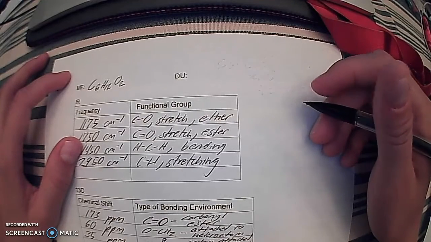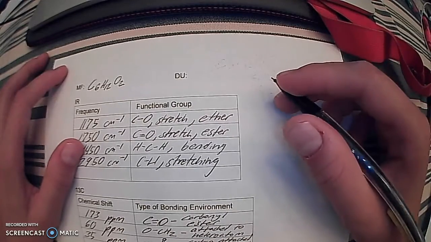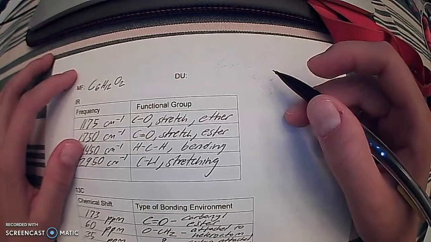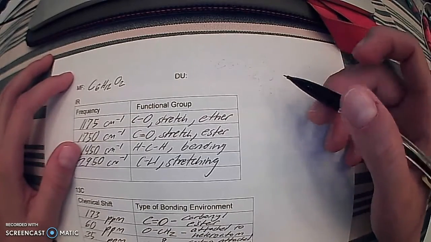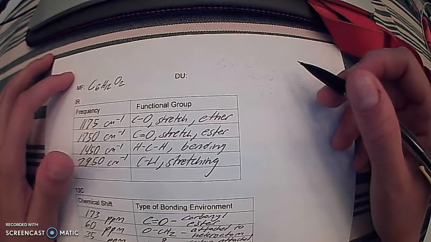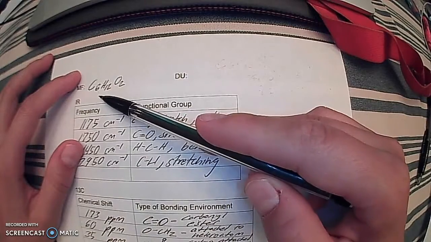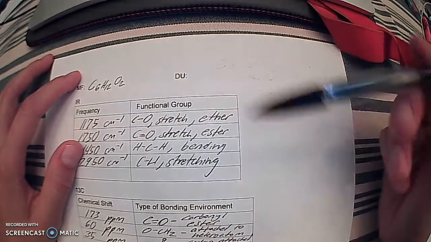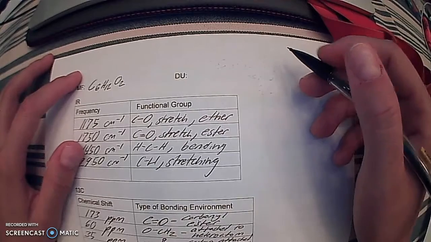Okay, so now that we've finished looking at our spectral data on a visual level, we're going to pull that information and put it in some tables to help us achieve the ultimate goal of building that proposed structure. So we have here our molecular formula, C6H12O2. We're going to go through the degrees of unsaturation here.